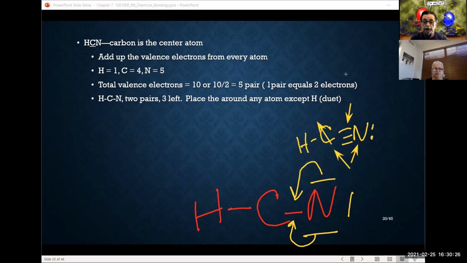On the other side of carbon, right here, that bond is being shared. That bond is being shared with the carbon and the hydrogen, okay? So carbon is sharing with the hydrogen and the nitrogen. Now we're going to learn that that sharing is not equal. It's unequal sharing, but it's sharing nevertheless.